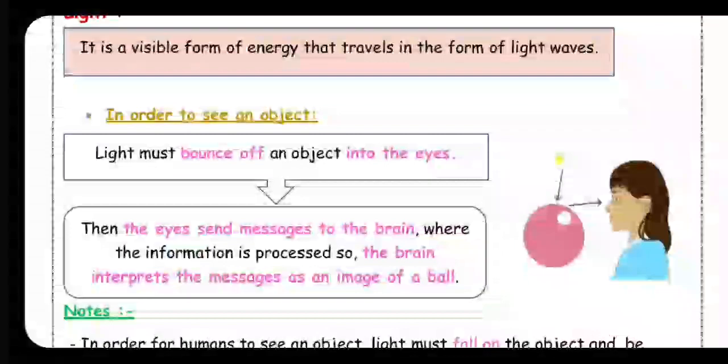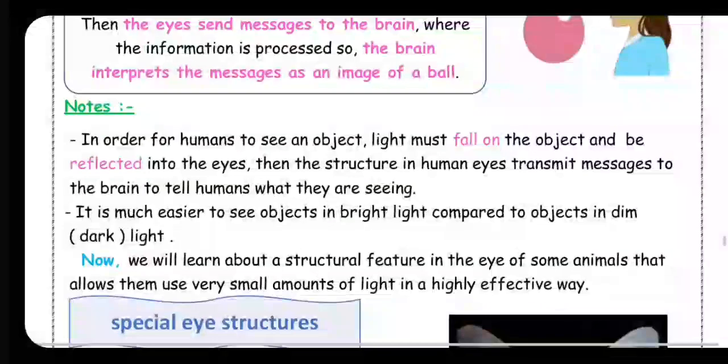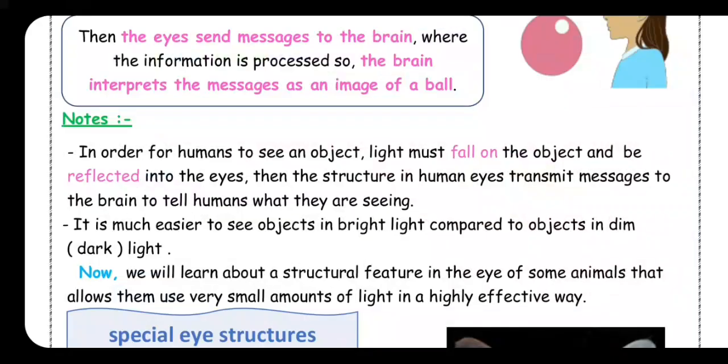So the brain forms this message as an image of this pole. Okay? You have to know that in order for humans to see an object, light must fall on the object and be reflected to our eyes. Then the structure in the human eye takes this message and transmits it to the brain to tell the human what they are seeing. Okay? All of us prefer to see in the bright light compared to the dark light. So we can see perfectly in the bright light, okay, than the dark light.